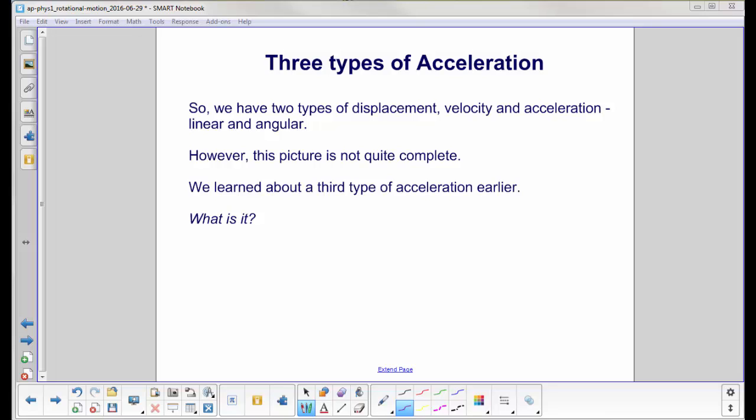We now have two types of displacement, velocity and acceleration, linear and then angular. However, the picture is not quite complete. We learned about a third type of acceleration earlier. It was when we covered uniform circular motion. There's a hint. What is it?